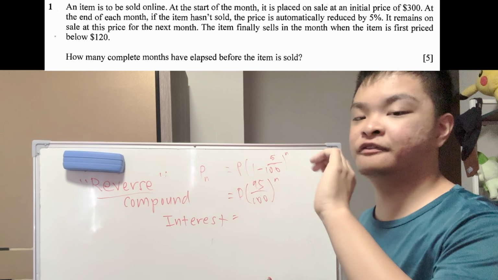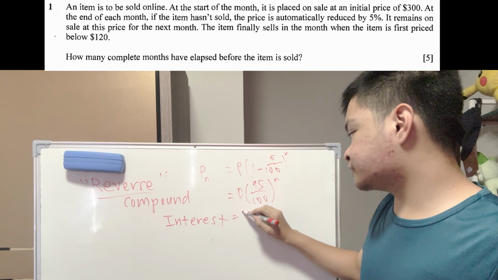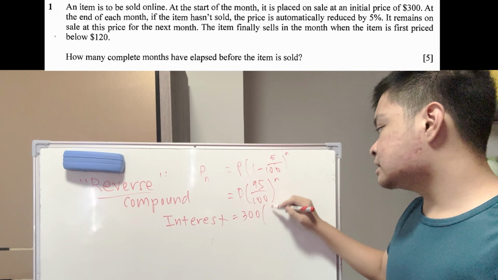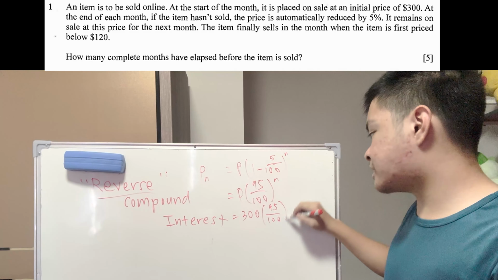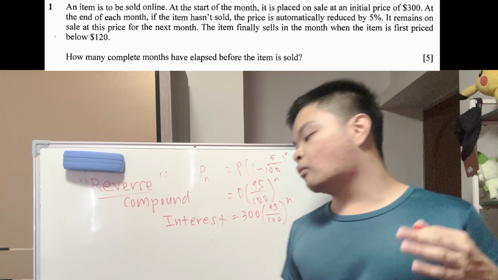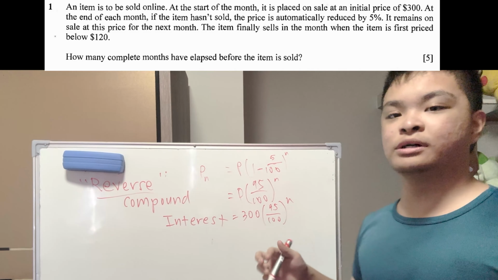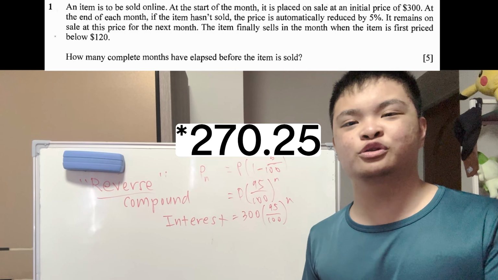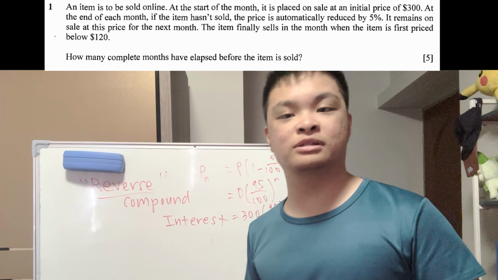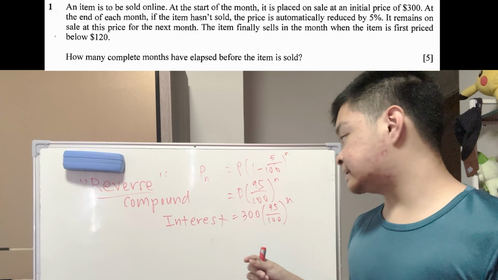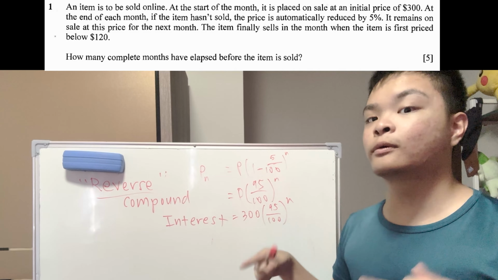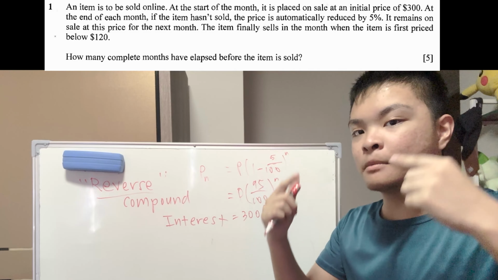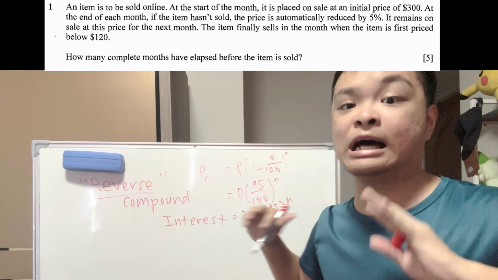At the start of the first month, the price of the thing is $300. Then 95 over 100 to the power n. If you plug in 1 for the n, you will get 285. Plug in 2, you will get 275.25. You will notice that this equation correctly models the table we did earlier.